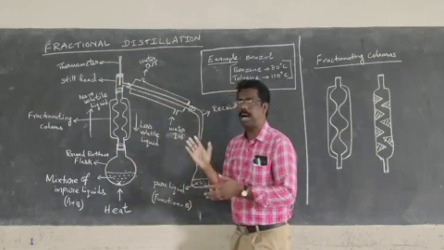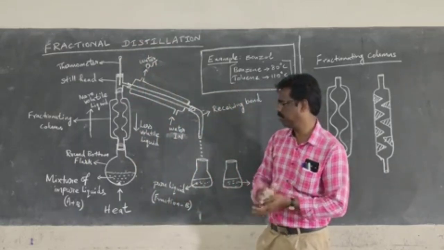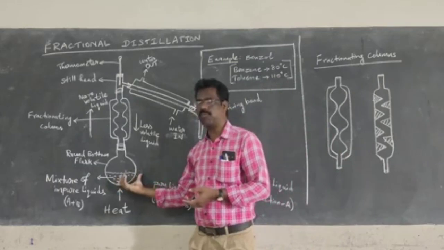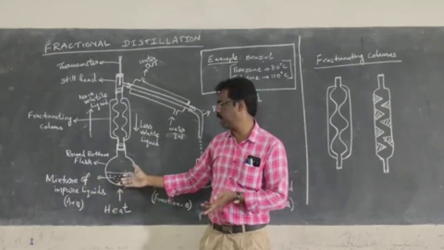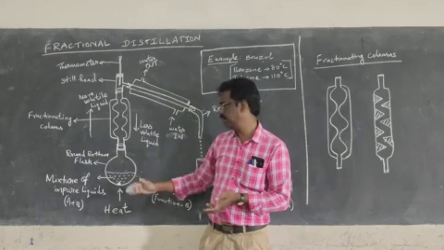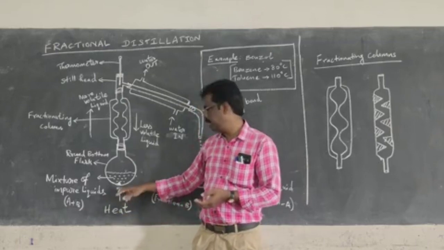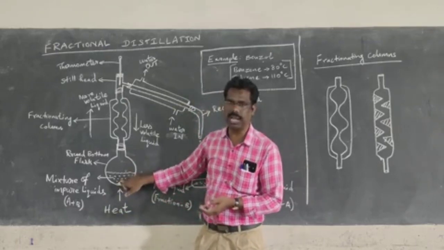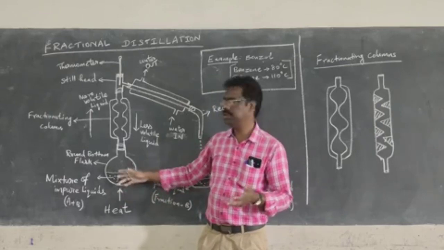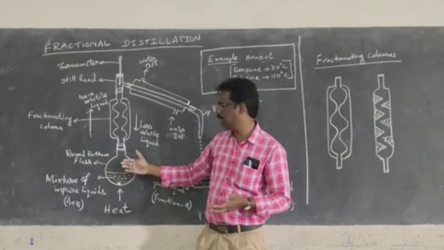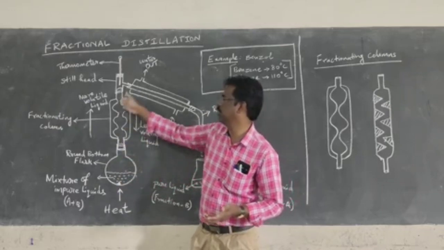And here is the apparatus, the experimental setup for this fractional distillation. In the round bottom flask, we have to take the mixture of impure liquid, and the round bottom flask will be heated from the bottom. Inside the liquid in the round bottom flask, we keep porcelain bits in order to avoid bumping.